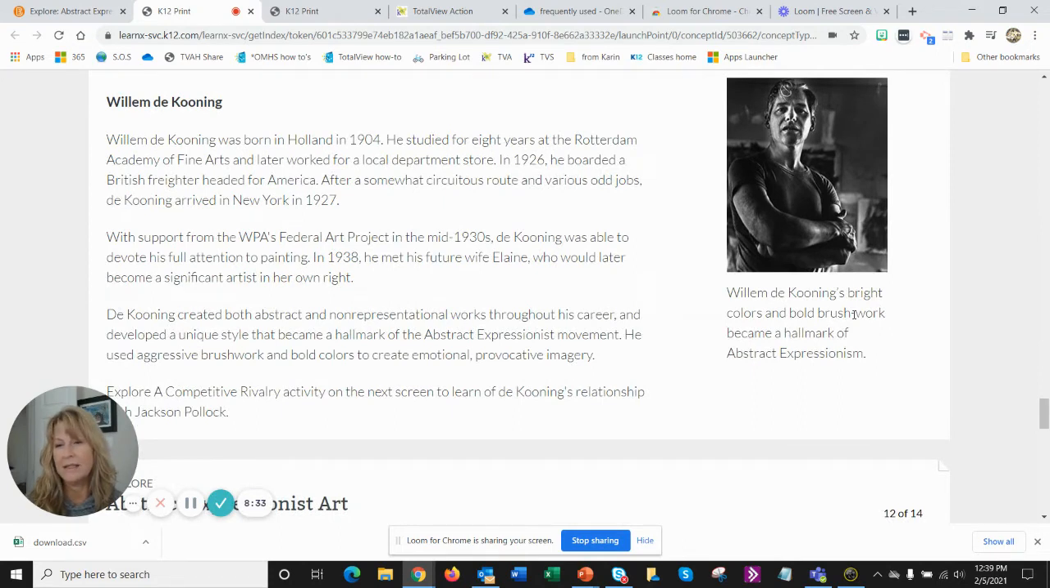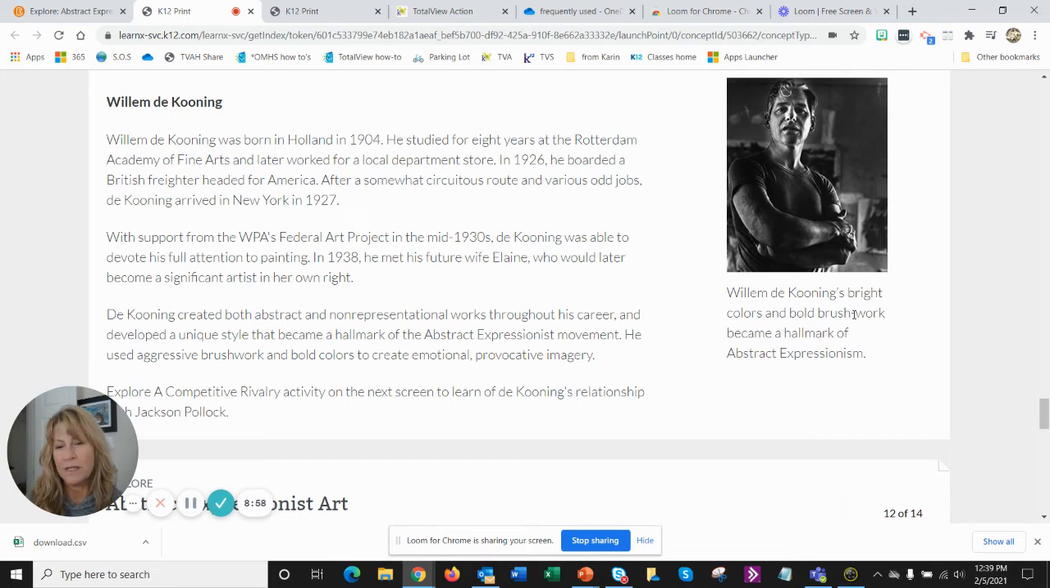Our next artist is Willem de Kooning. He was born in Holland in 1904. He studied for 8 years at the Rotterdam Academy of Fine Arts and later worked for a local department store. In 1926, he boarded a British freighter and headed for America. So he got on a ship and headed this way. After a somewhat circuitous route and various odd jobs, de Kooning arrived in New York in 1927.